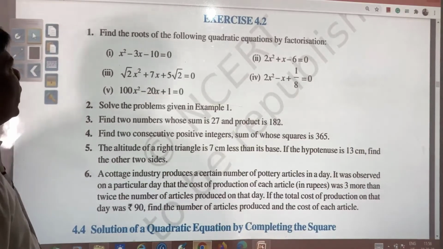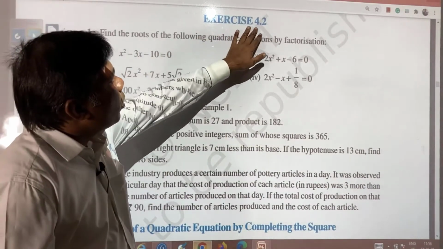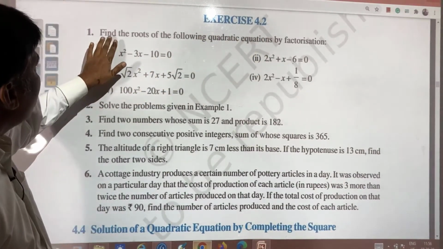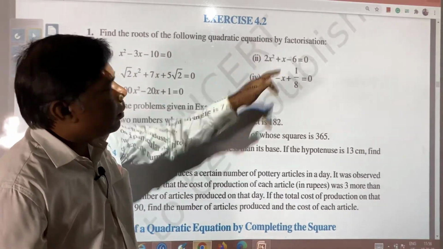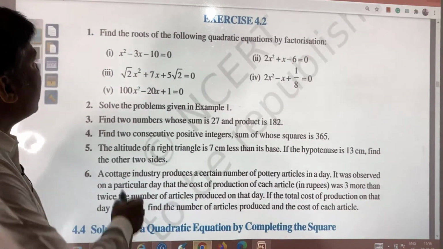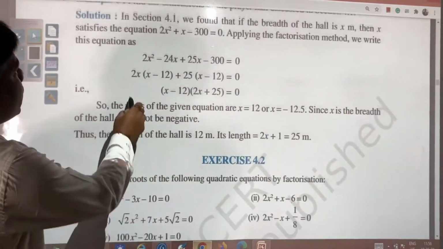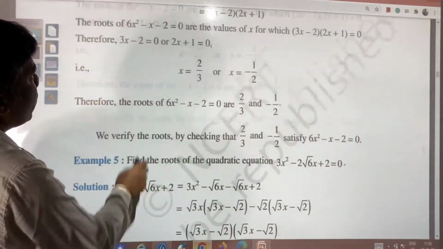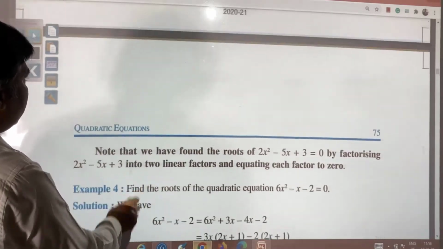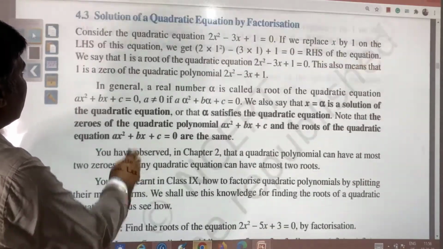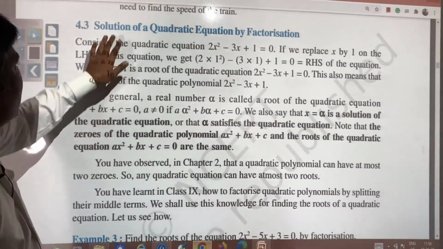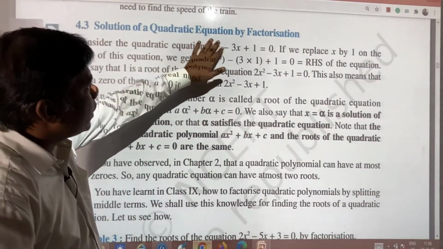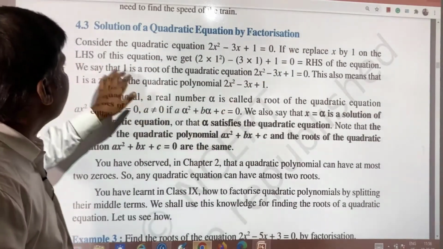Here you see we have exercise 4.2, and in the first question we have to find the roots of the following quadratic equations by factorization. Before that, a few things you need to learn. We had to see the solution of the quadratic equation by factorization.